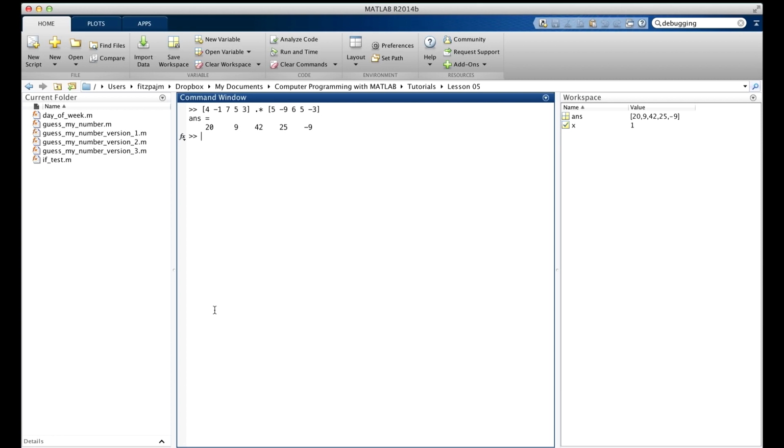MATLAB applies the dot star operation to each corresponding pair of elements. First, 4 times 5 gives 20. And minus 1 times minus 9 gives 9, and so forth. And the resulting matrix is the same size as the input matrices, which in this case were 5-element row vectors. Now let's replace the array multiplication operator with the relational operator, the greater than, like this.